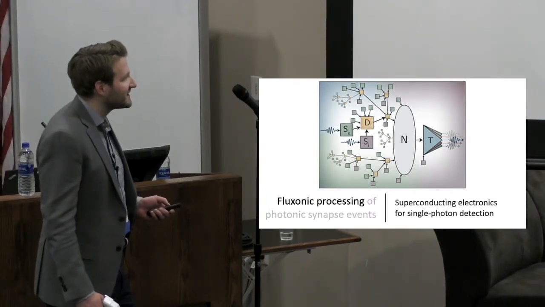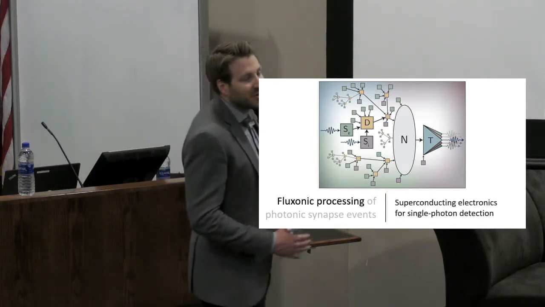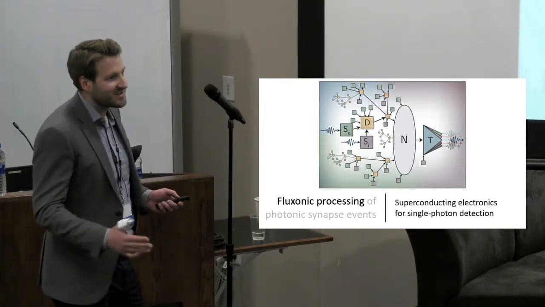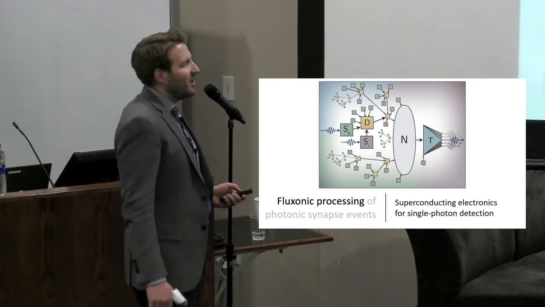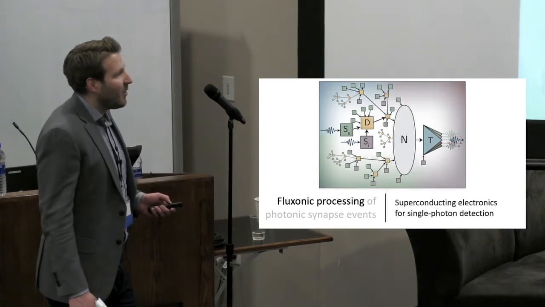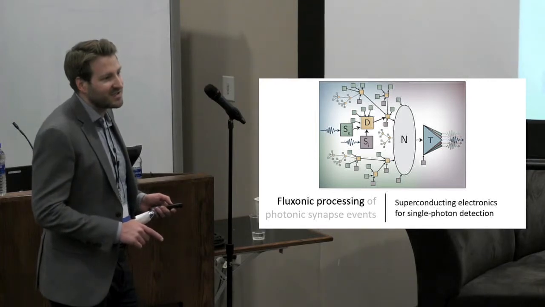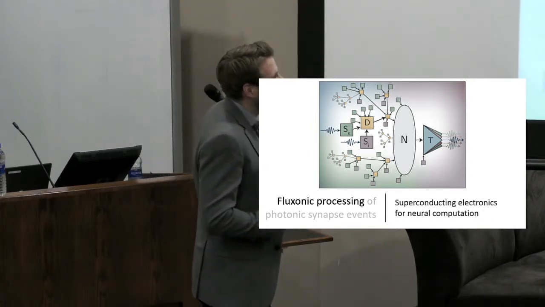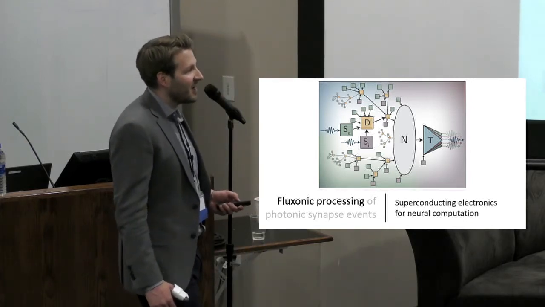And then fluxonic processing, which most people in this audience are probably not familiar with. Fluxons are generated by Josephson junctions in superconducting electronic circuits. You don't need to know very much about that for this talk, and I will explain what's needed. But there's actually two ways that we're using superconducting electronics here. One is for photon detection. By using superconducting single photon detectors, we can detect the smallest possible amount of light, 1 photon. But also, in addition to communication, we're using it for all of the neural computation that happens here.